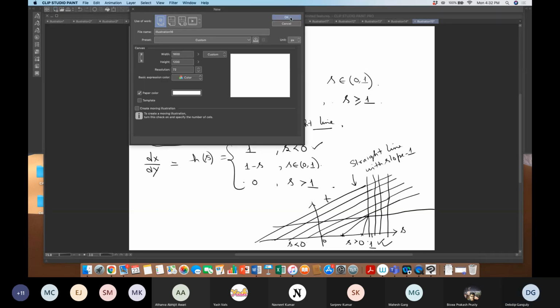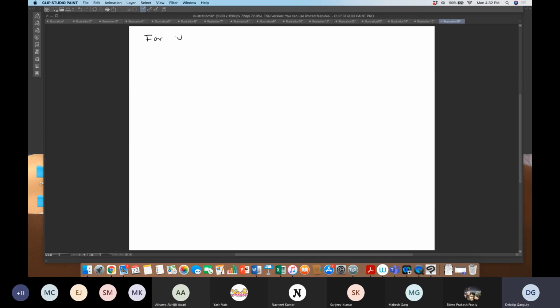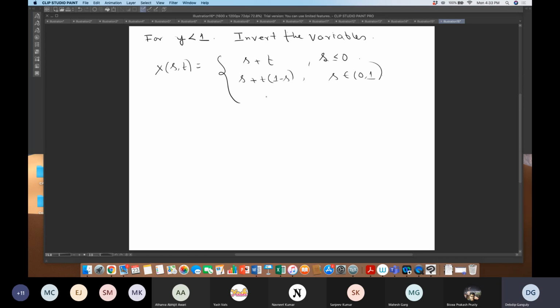Now for y less than 1, let us say y less than 1. You fix your y, you invert the variables. You will see there is a problem. What is the variable? Earlier we have x of s,t equal to s plus t when s is less than or equal to 0, right? s plus t into 1 minus s when s is between 0 to 1, and s when s is greater than or equal to 1. Now we want to invert the variable s.